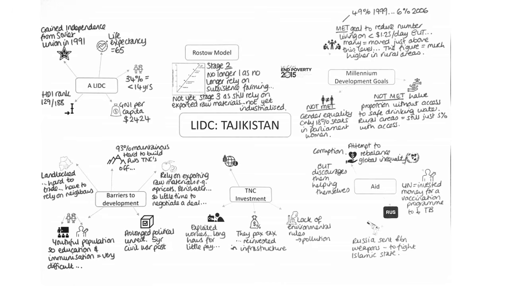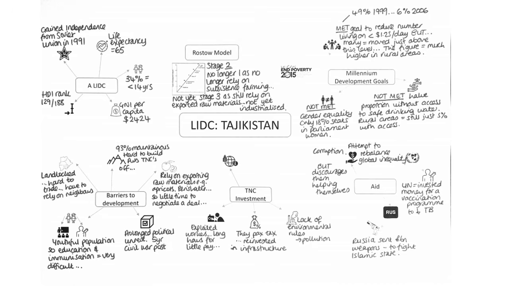So in terms of the Rostow model, where is Tajikistan? Tajikistan is at stage 2. It's no longer at stage 1 because they do not rely on subsistence farming. They do export commodities, but they're not yet at stage 3 because they're still reliant on exporting raw materials, not products from factories.